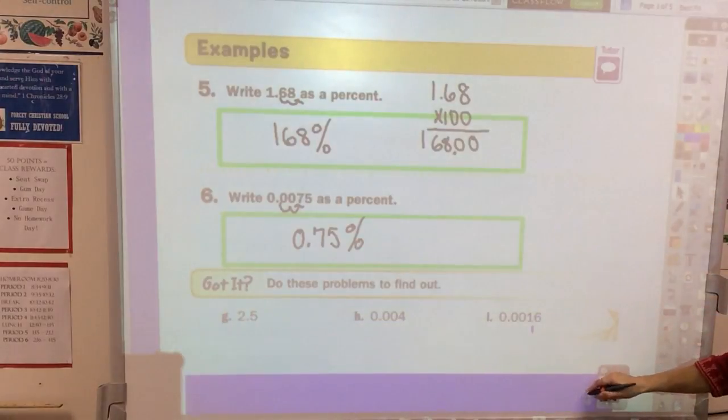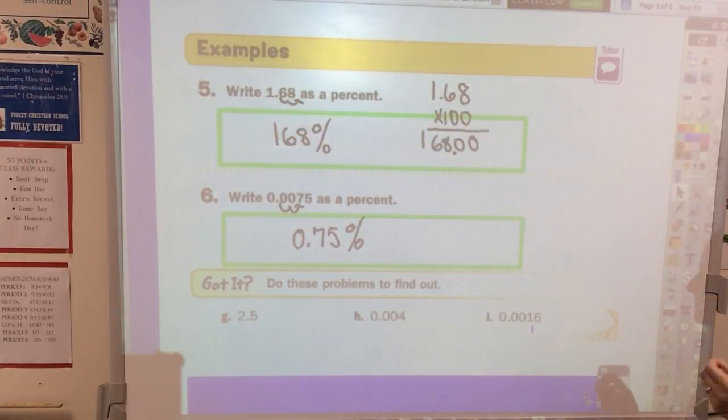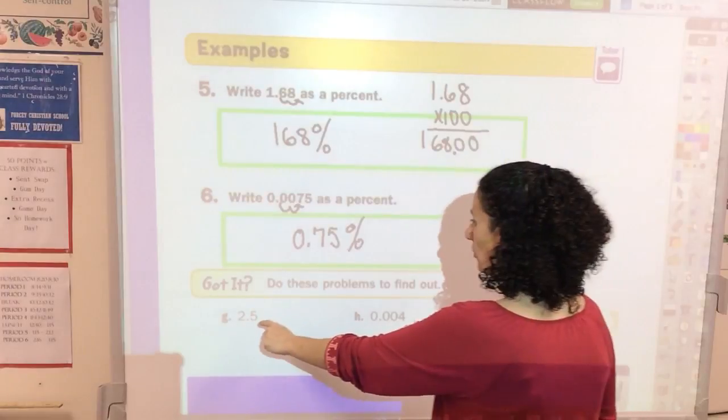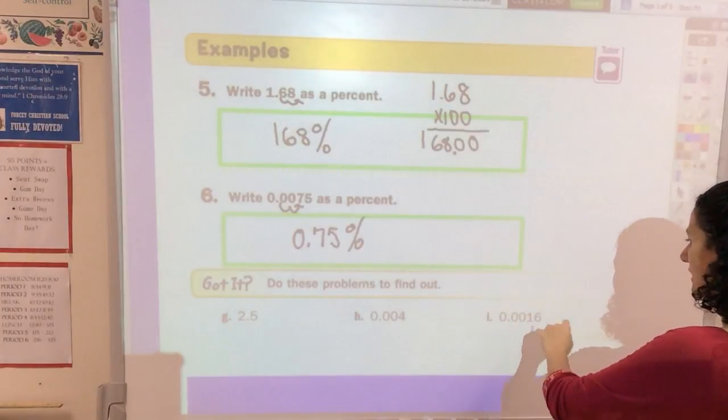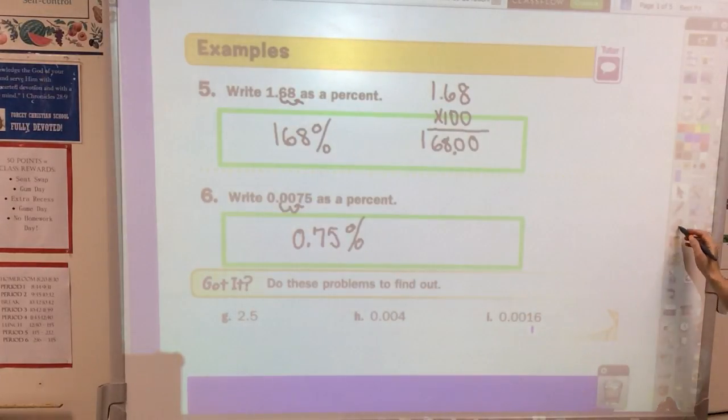Why don't you try changing some decimals that are more than a whole or that are very small decimals, turn them into a percent for me using the method I just showed you. Pause the video and unpause it when you're finished, and we'll go over those answers.